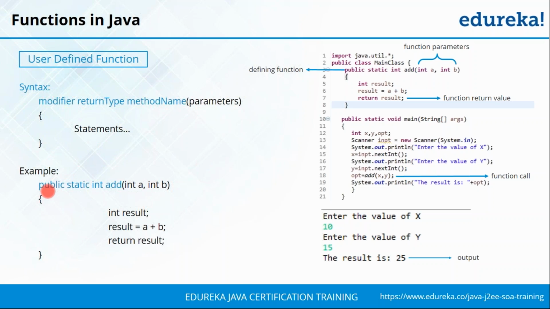If you look at the example here, there's a method known as add. It is a public static method which returns an integer output and takes two inputs, int a and int b. Inside it you have a new variable, int result, which adds the a and b values and returns this result. Now if you look at the image to the right, this is a division of the code. Your add function has been defined here. These are your function parameters, this is the function definition, this is the function return value, and this is how you call a function. You just use the name of the function, pass the parameters, and it calls the function. If it is returning a value, you need to store it inside a variable. If it is not, you don't need to.